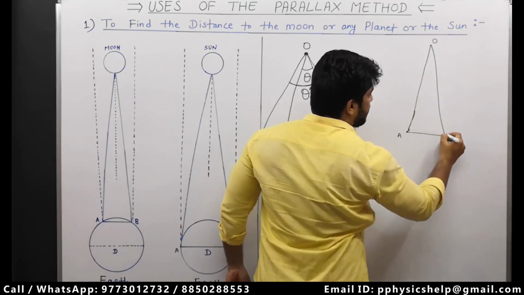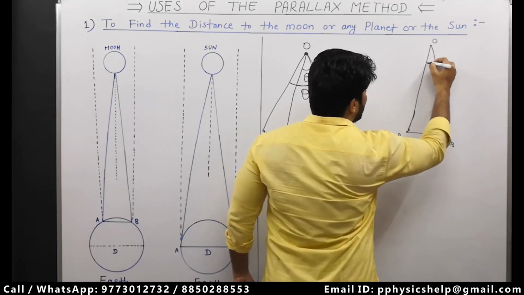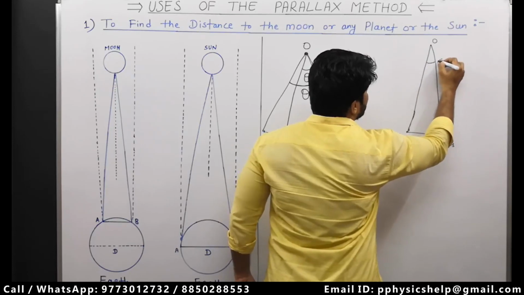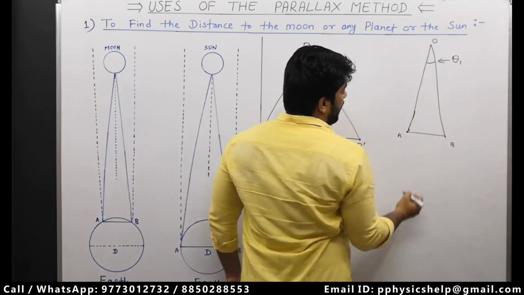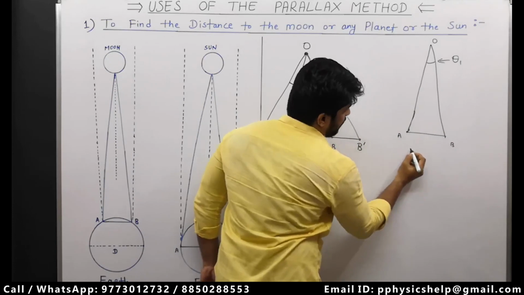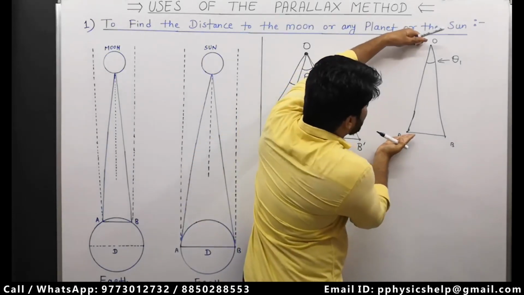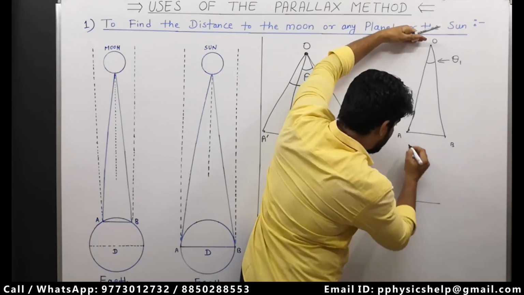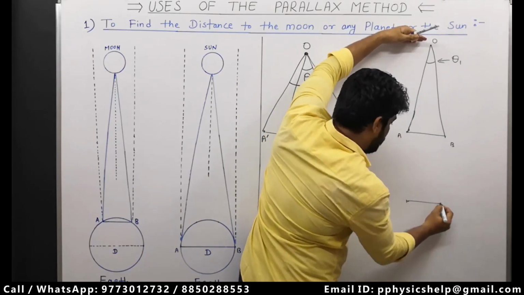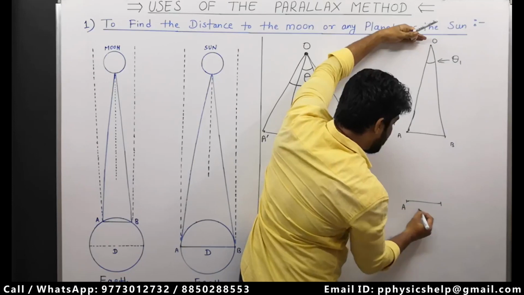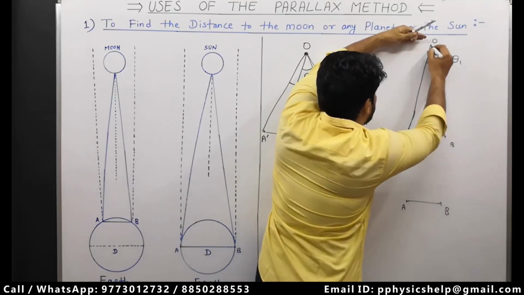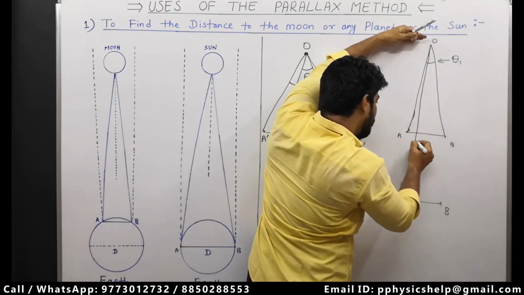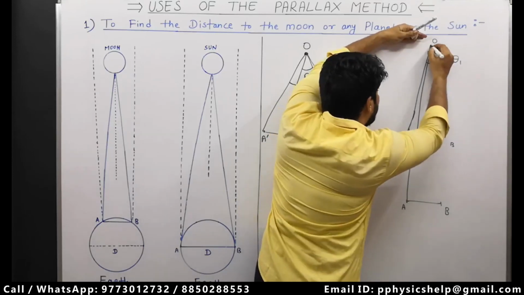Okay, what angle does it make? Let's say it makes an angle, theta 1. But now if you just shift this, see, there is a certain distance here. Now if I increase the distance, I am keeping this AB as it is. I am not changing the distance between A and B. Now see what happens when I find the angle.